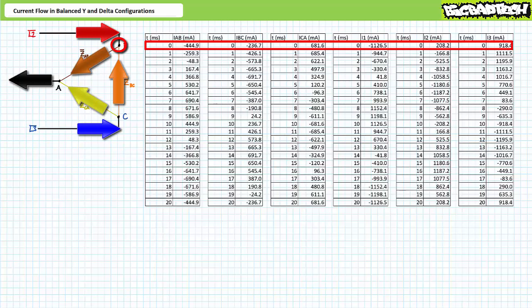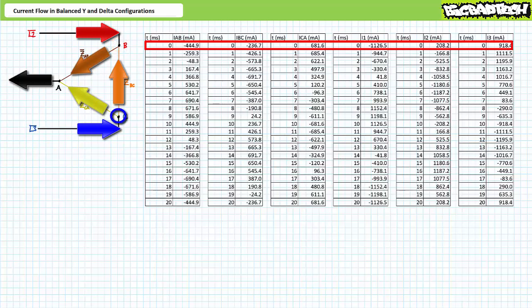Similarly, consider another application of Kirchhoff's current law at node B. 236.7 milliamperes of current enters node B through impedance element ZBC. 208.2 milliamperes of current enters node B through line 2. And finally, 444.9 milliamperes of current leaves node B through impedance element ZAB. 236.7 plus 208.2 does in fact equal 444.9.